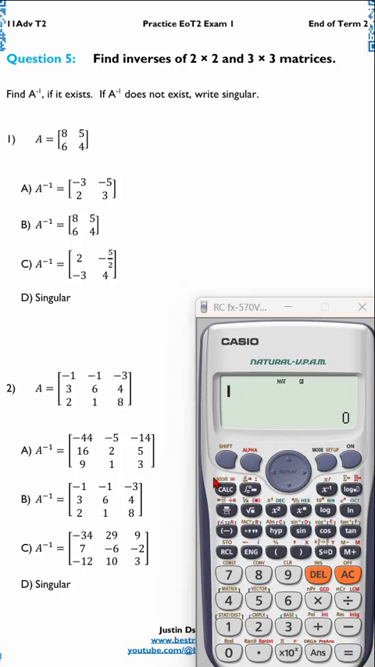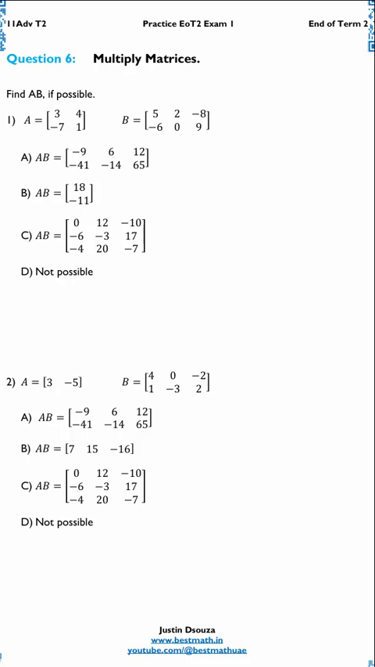Once the matrix is saved, just press shift 4, select the matrix A, press the inverse option and press equal to. Let's see which is the correct answer. It's option A, isn't it? So it matches with option A. It's just that filling the matrix will take time, and then just press this inverse symbol. That's it.